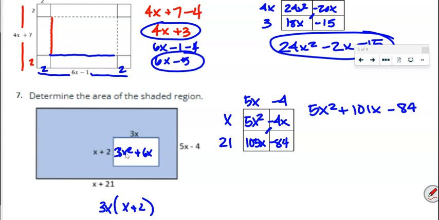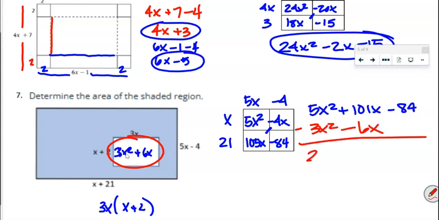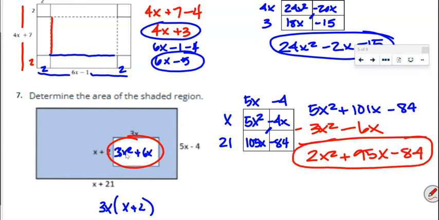And then once again, we're going to subtract this, right? So we're going to subtract 3x squared, and we're going to subtract the 6x. So when we do that, we get 2x squared plus 95x minus 84. So that is the area of just the blue, the shaded.